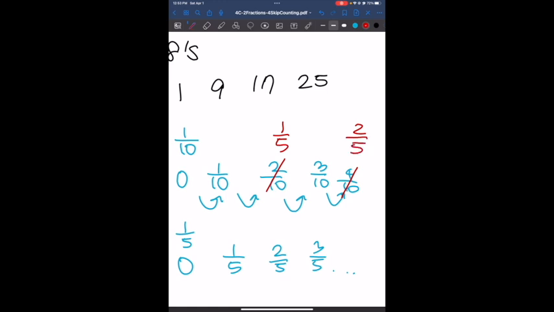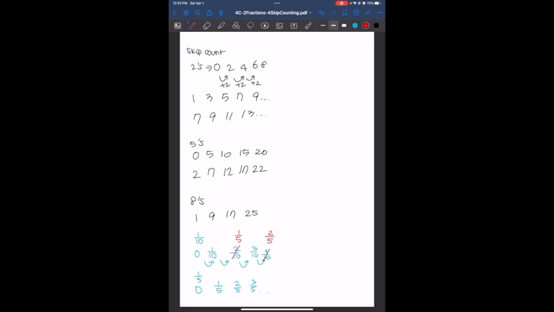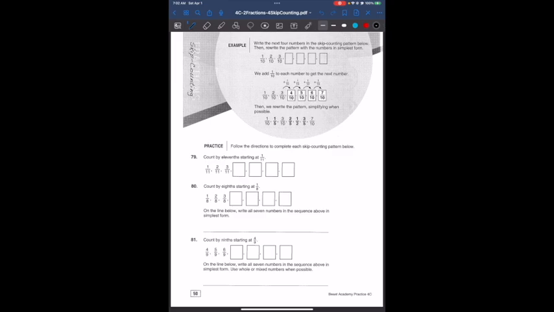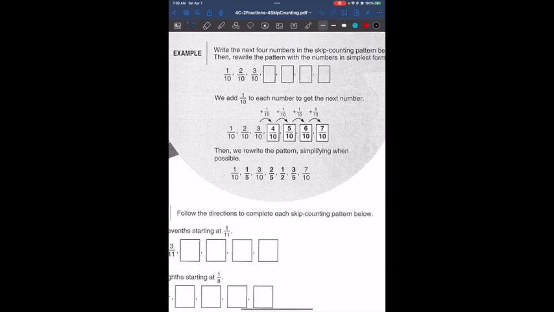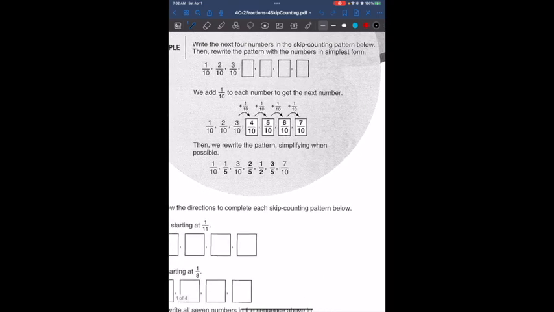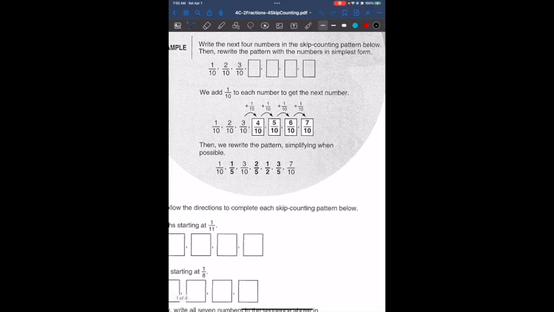And so that is going to be the general idea of skip counting for fractions. It says write the next 4 numbers in the skip counting pattern below. Then rewrite the pattern with the numbers in the simplest form. So we can tell that for every skip, we're adding 1/10. So it's going to be 4/10, 5/10, 6/10, and 7/10. But then it wants us to write in the simplest form.